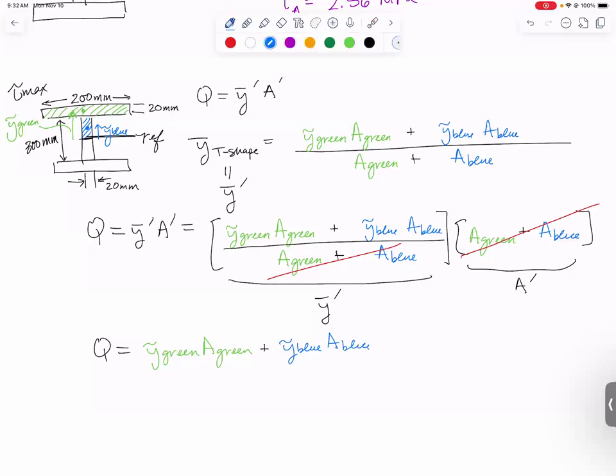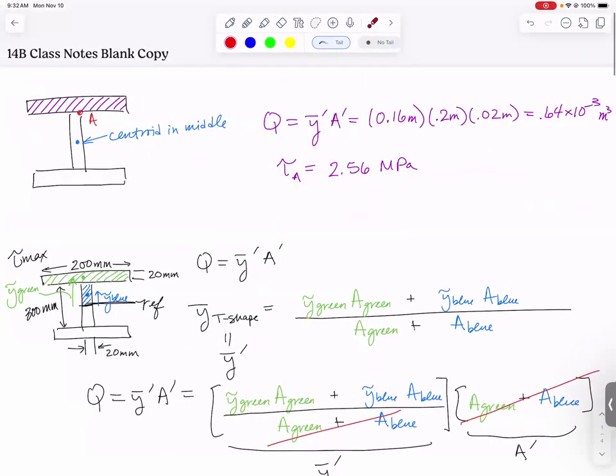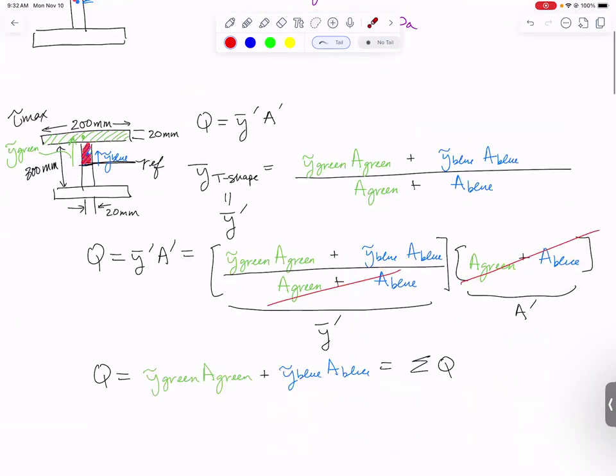This is the same thing as saying that Q for a composite shape like this T is actually equal to the sum of the Q's. We would have already found Q for the green right up here. Already found it. So all we need to do is add to it the Q for the little chopped off rectangle, which I'm calling this blue shape.